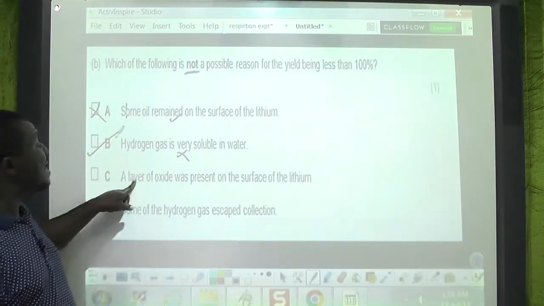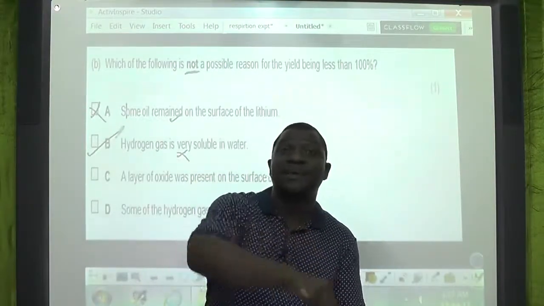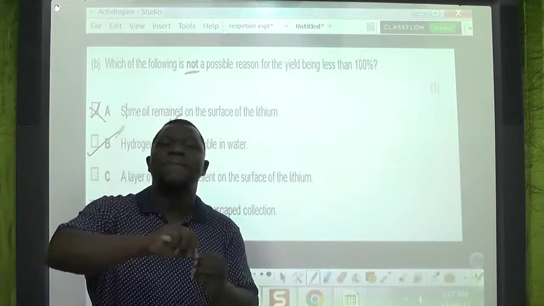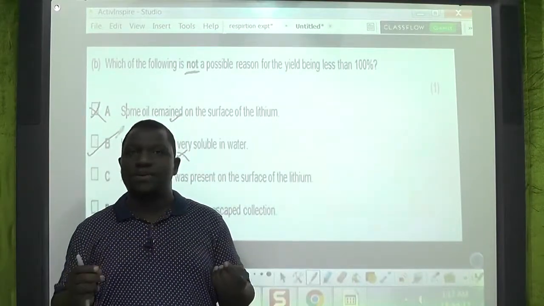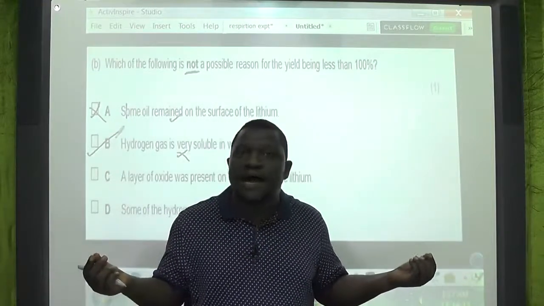Let's continue. A layer of oxide was present on the surface of the lithium. When you bring the lithium out, of course, no matter how fast you may be, some part may be exposed to air, and air will react with the surface and form lithium oxide. Don't forget that.